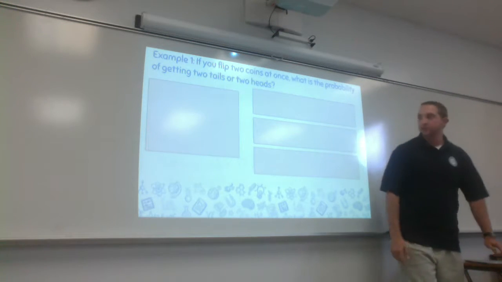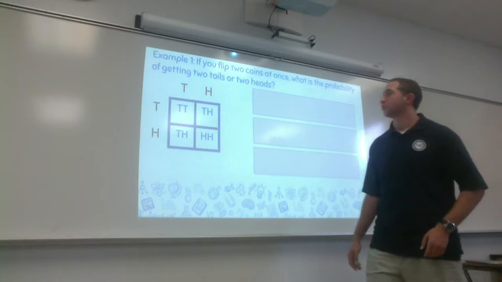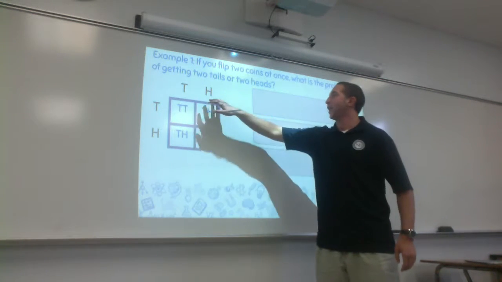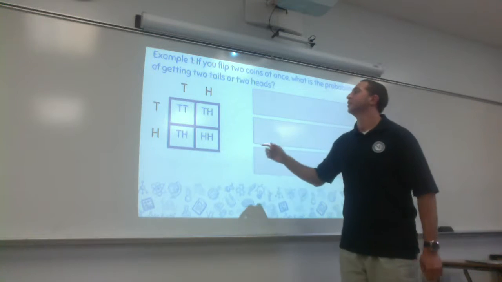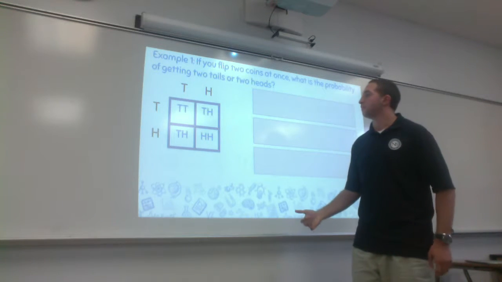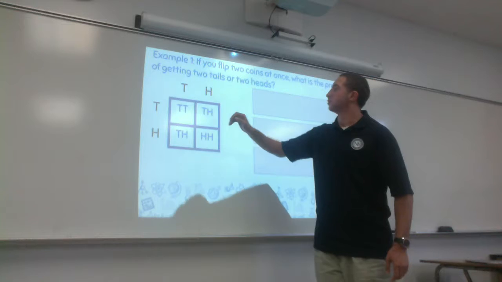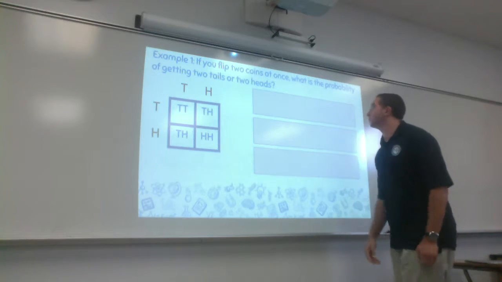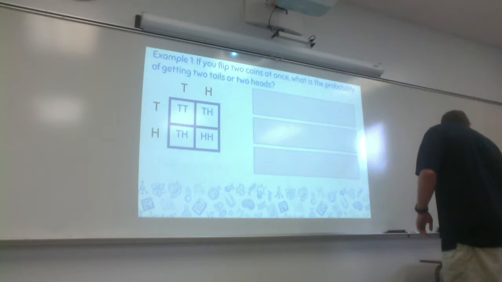So the first step is to make the chart, like we saw. You have your first coin, second coin. Obviously you can get a tail or a head on both coins. So when you flip it once, you have the probability of getting 2 tails, 2 heads, a tail and head, or a head and tail.